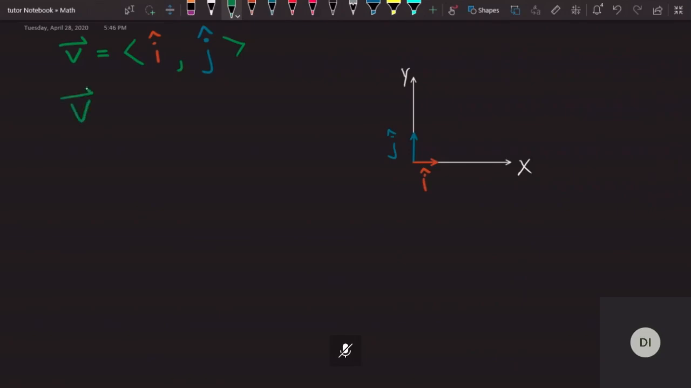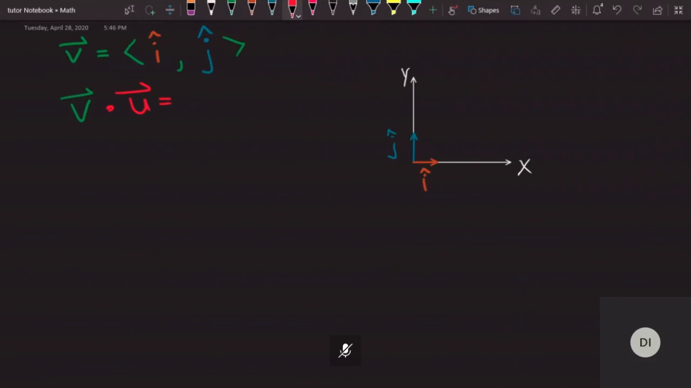Hello everyone. Today we're going to be talking about the dot product. The dot product is a vector operation between two vectors. And so it's important to just know what vectors are before we do the dot product.